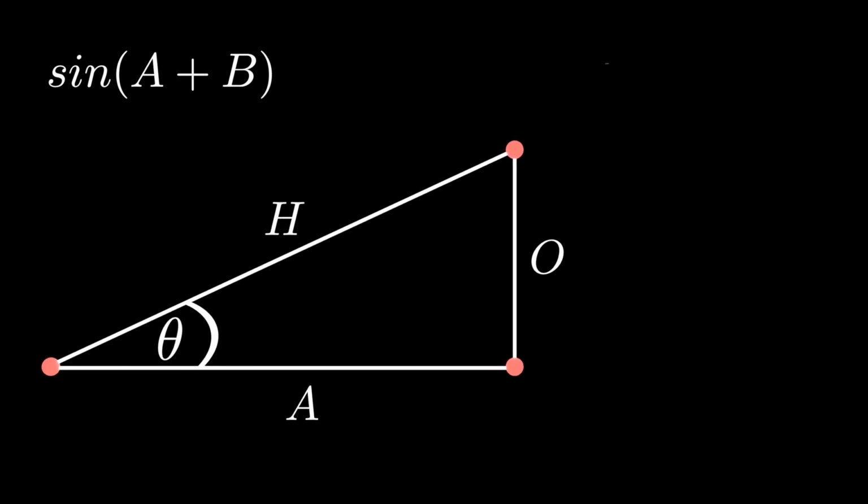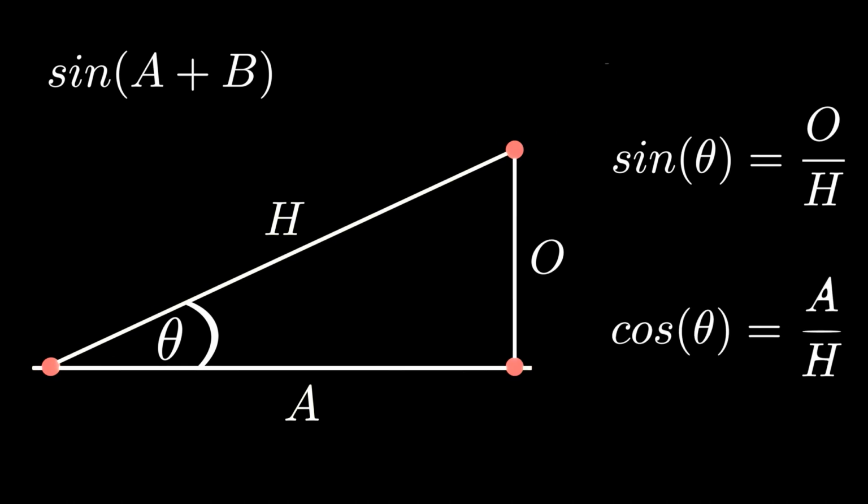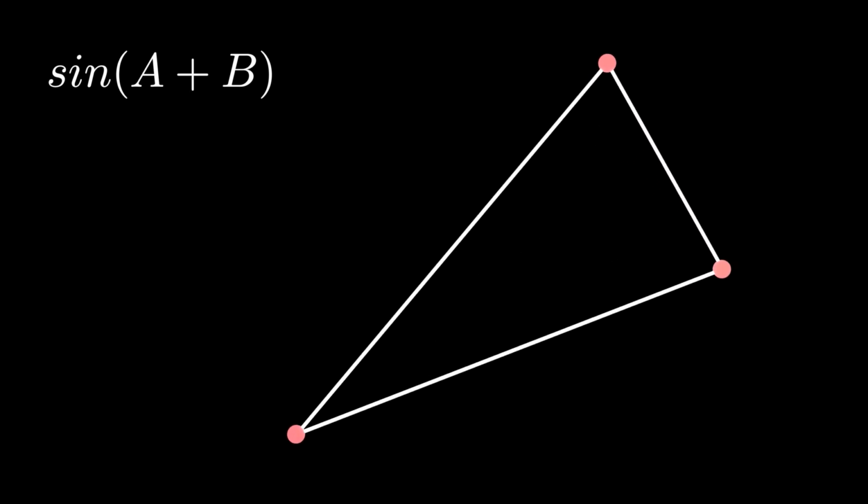The definition for sine in a right angled triangle of an angle theta is the opposite side divided by the hypotenuse. For cosine, it's adjacent over hypotenuse. Make this sort of slanted right angled triangle with a hypotenuse of length 1 and an angle beta. Then the opposite side is sine beta and the adjacent side is cosine beta.